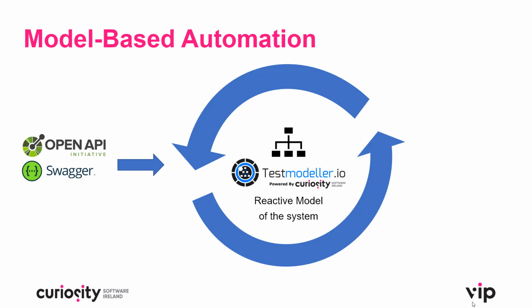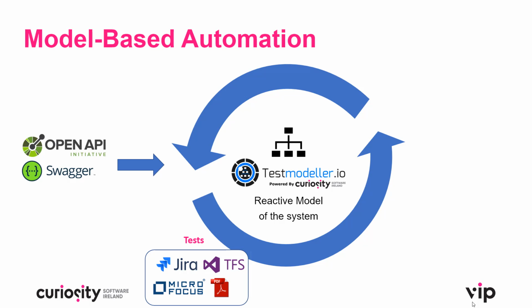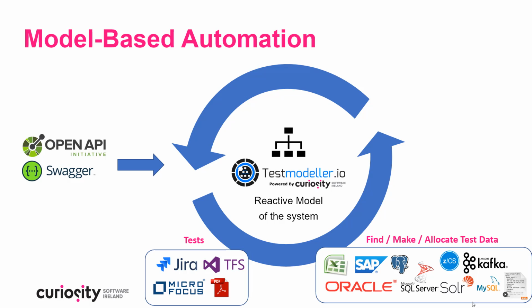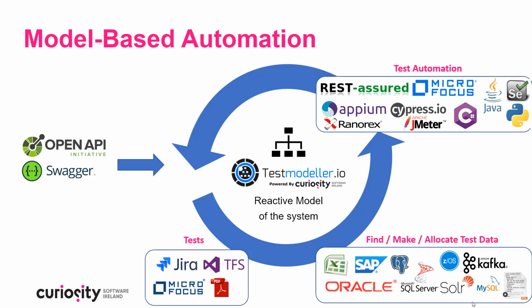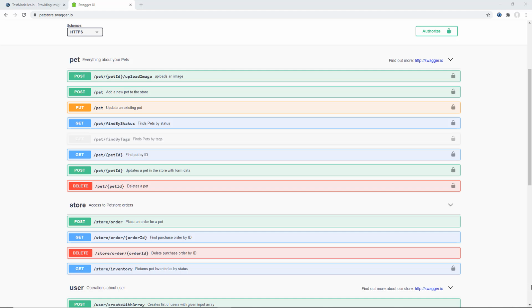There are many ways to get started with Test Modeler, but one in particular is that you can come in and import your existing OpenAPI and Swagger specifications. Once you have a model, you can generate the perfect test suite and push them out into your test case management tools. You can align and synthesize the test data you need for your tests from a number of different data sources. And you can also create your test automation in many different automation frameworks, including Rest Assured, Postman, and other API testing tools. Within this demo, we're going to look at the Petstore API.